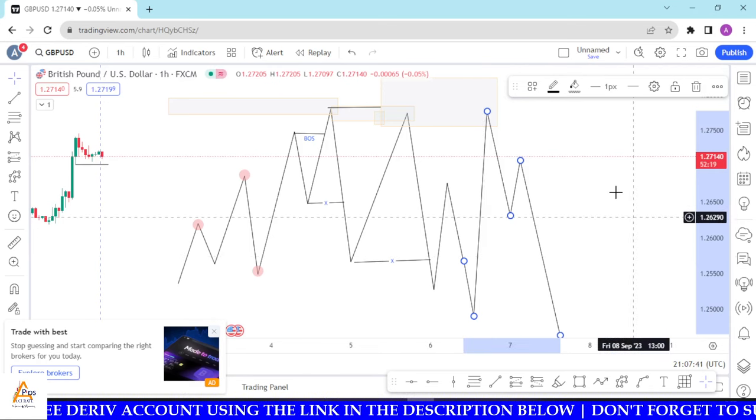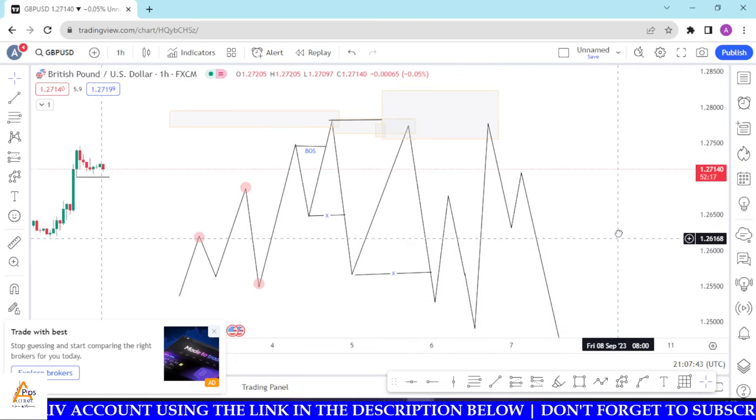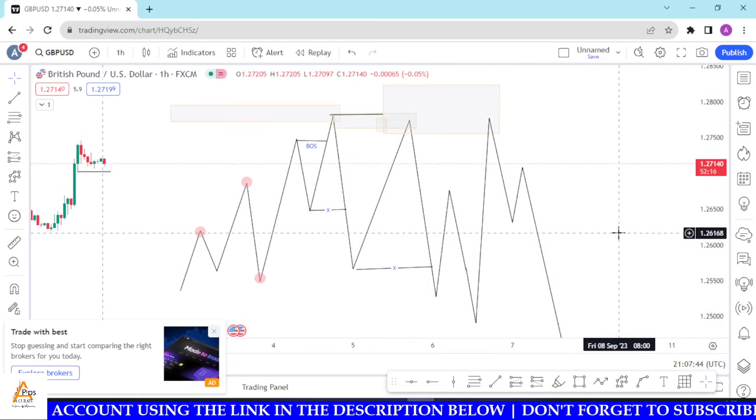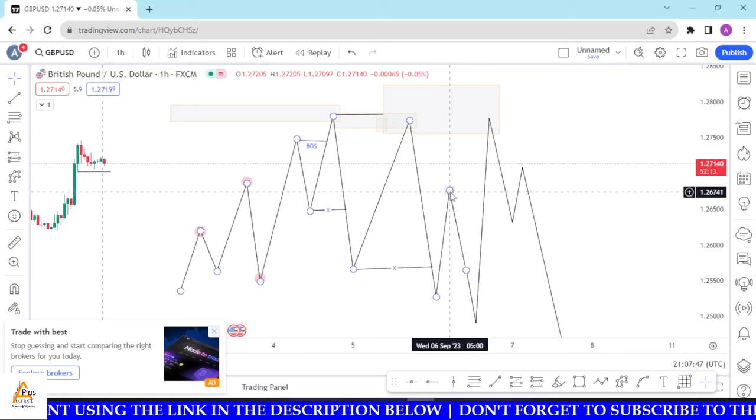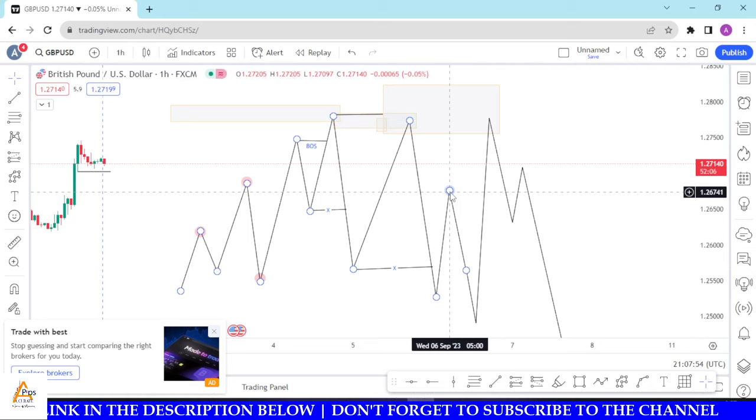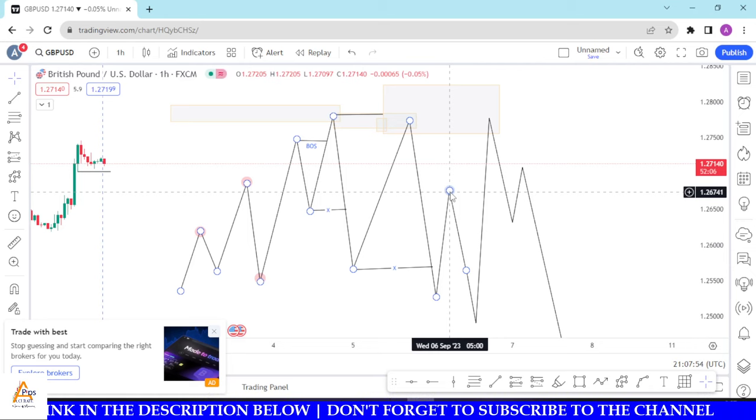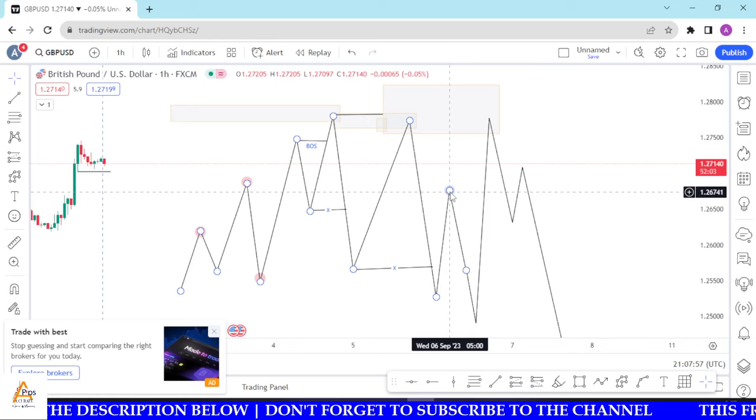So this is the first entry criteria that we'll be looking at. That is the CHoCH with inducement. If, let's say, you don't understand something on this, then you can message me.